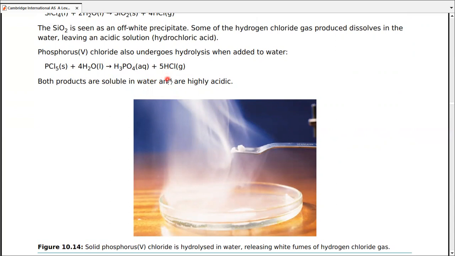In case of phosphorus, this is a combination of actually two acids right there. Though this is shown as a gas, you know this gas is highly soluble in water and it's going to give us an aqueous solution of hydrochloric acid. So that's actually a combination of two acids right there. That's why in case of PCl5, it's going to be highly acidic.